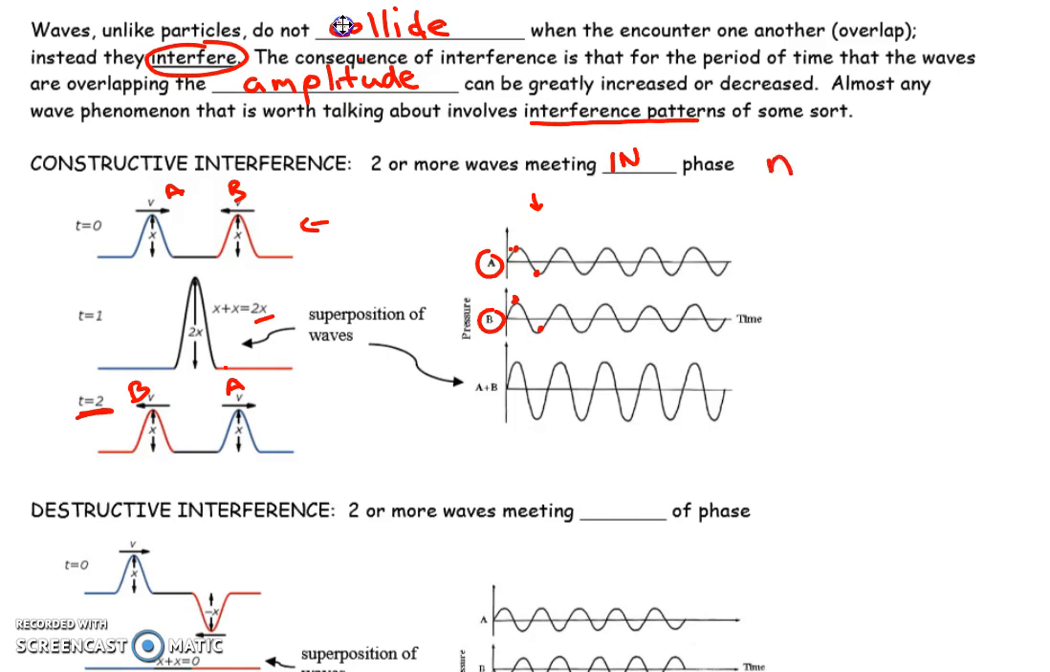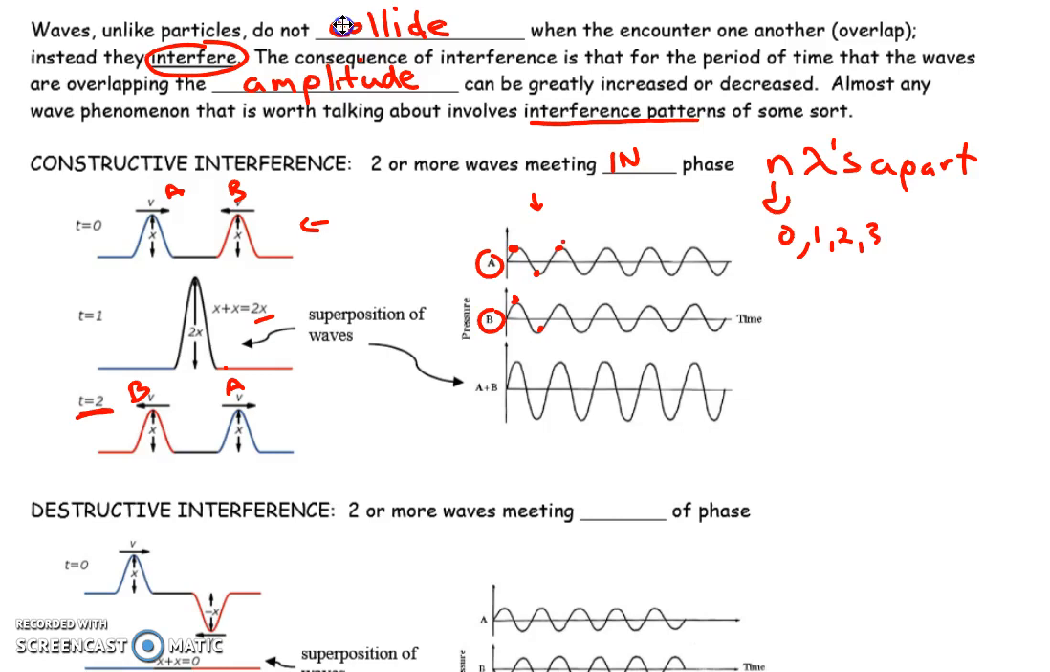Another way to look at that is that they are n wavelengths apart, where n is an integer. This can be 0, 1, 2, 3, etc. So this wave and this wave are in sync. They're one wavelength apart. Or if I compare A to B, they're always in the same, every particle is in the same position at the same time.